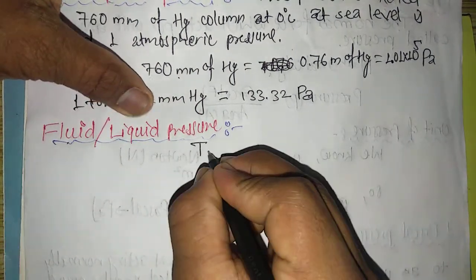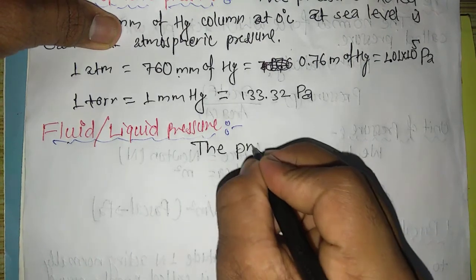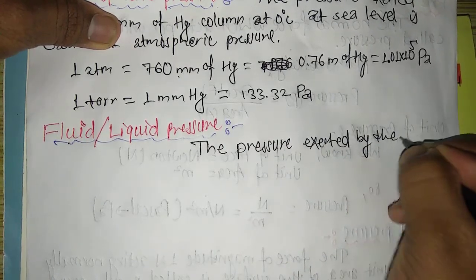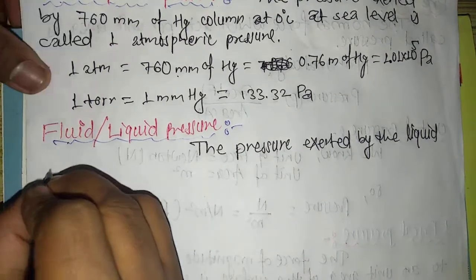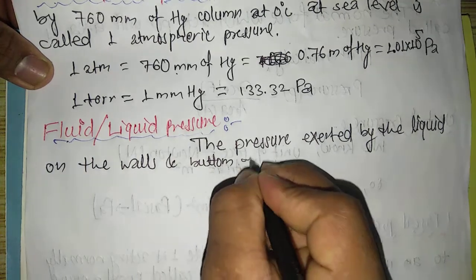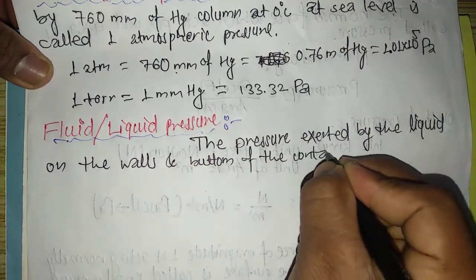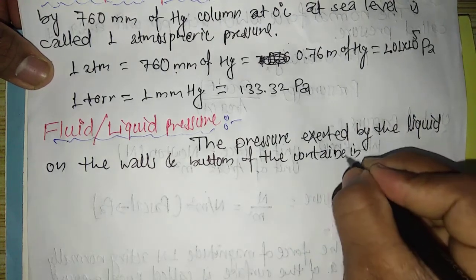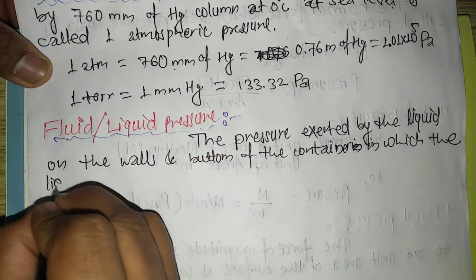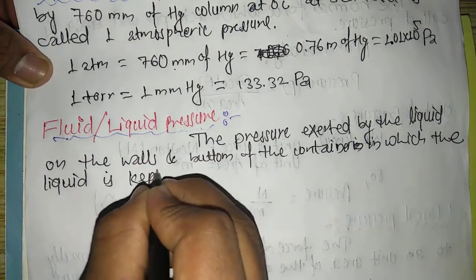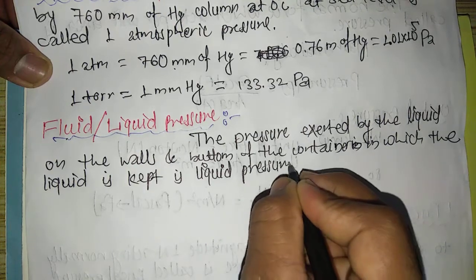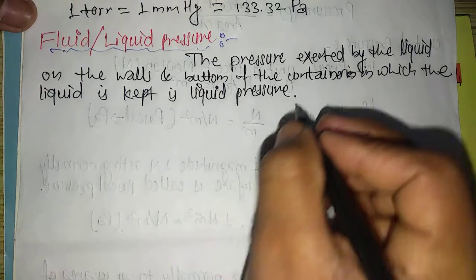So listen here. The pressure exerted by the liquid on the walls and bottom of the container in which the liquid is kept is called liquid pressure. So did you get, guys?